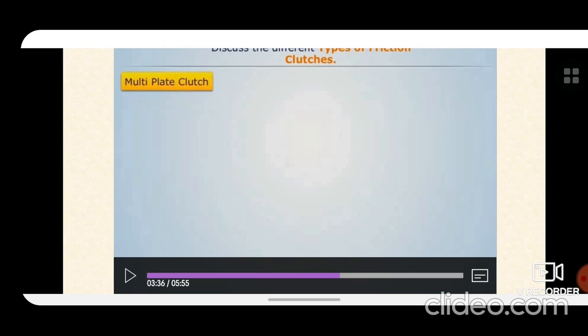Now, if I talk about some point of single plate clutch, a simplified sketch of single plate was discussed. Generally, friction plate is held between the flywheel and the pressure plate. So now let's discuss about the multi-plate clutch here. So this is also a very important type of clutch.